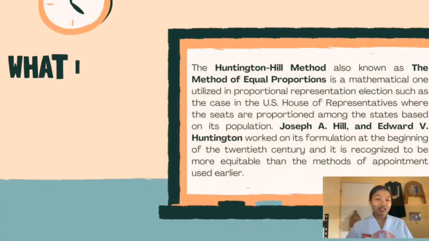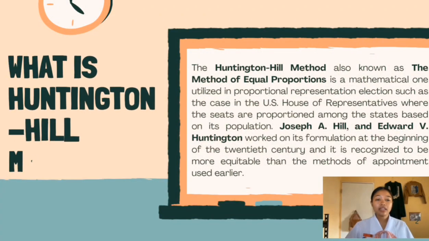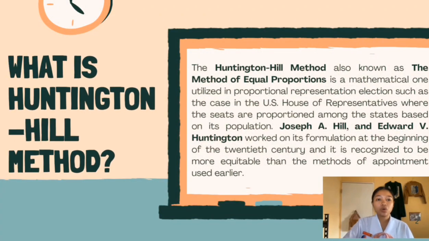So what is the Huntington-Hill method? The Huntington-Hill method is also known as the method of equal proportions. This method is used in proportional representation elections like the one for the U.S. House of Representatives. Essentially, it helps determine how seats are allocated among states based on their populations.